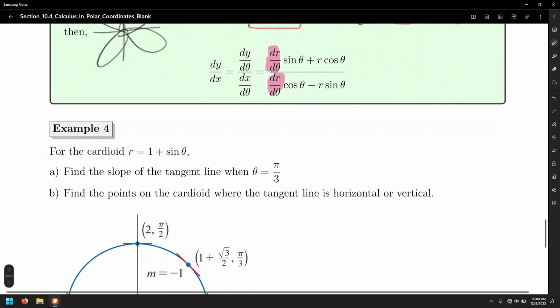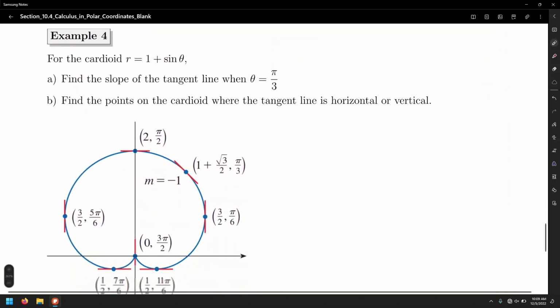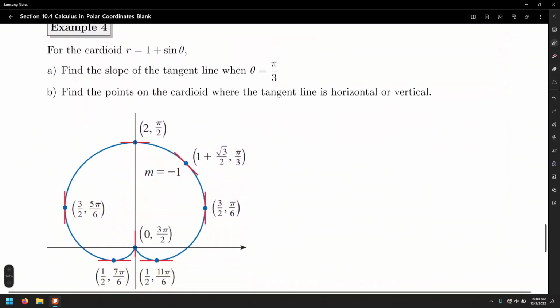For the cardioid r equals 1 plus sine theta, find the slope of the tangent line when theta equals pi over 3. We have a picture here with important points, some slopes, some points, so essentially we will verify some of these results. They're asking us to find the slope of the tangent line when theta equals pi over 3.